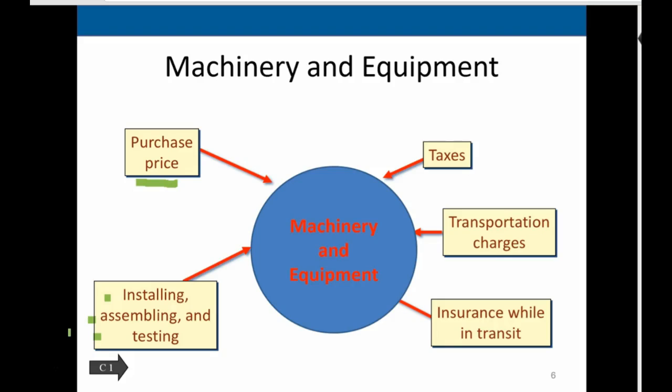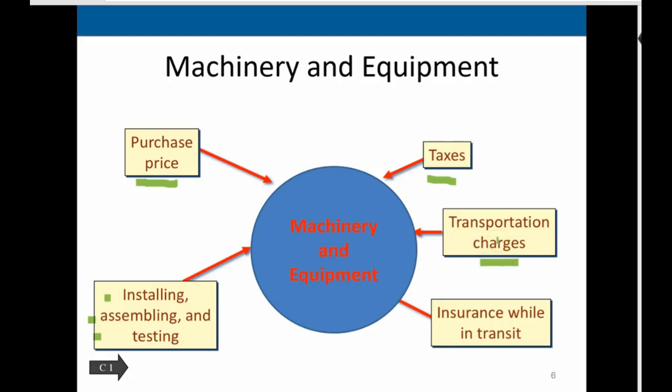And therefore, those things have not yet really helped us to generate revenue. They helped us to put our asset in place. Therefore, they should be capitalized as part of the cost of the asset that we put on our books and then depreciated over the asset's useful life. Also includes taxes on it, transportation charges.